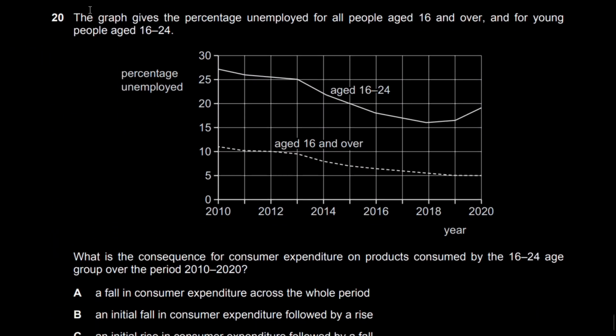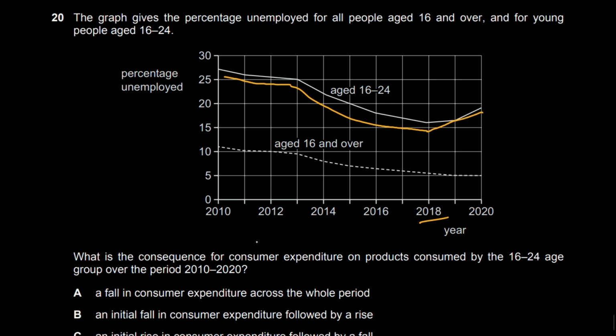Question number 20 states the graph gives the percentage unemployed for all people aged 16 and over, and for young people aged 16 to 24. If you see from the graph, we have an initial fall in our unemployment, and then another fall that reaches till 2018, and then we see a rise after 2018 till 2020.